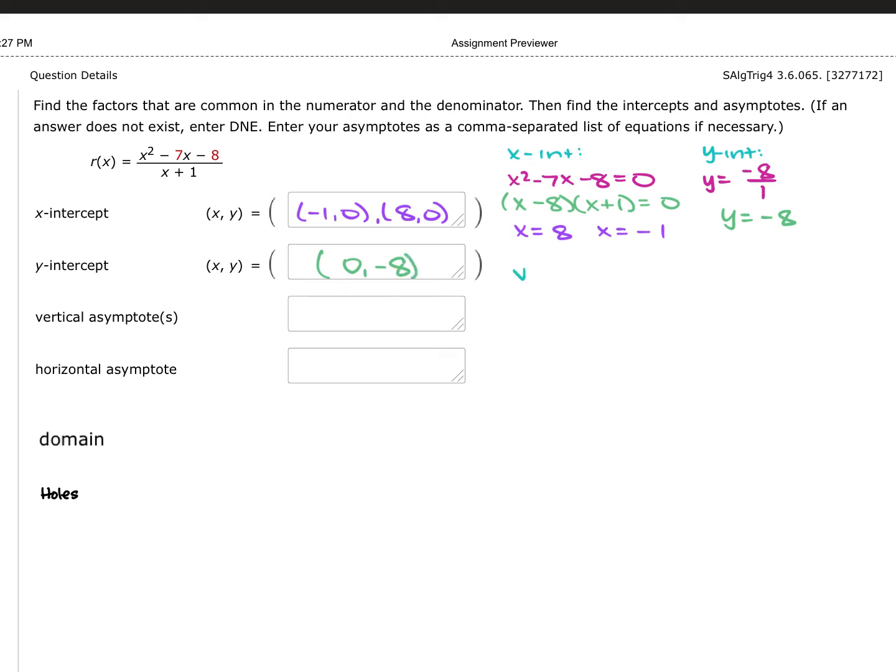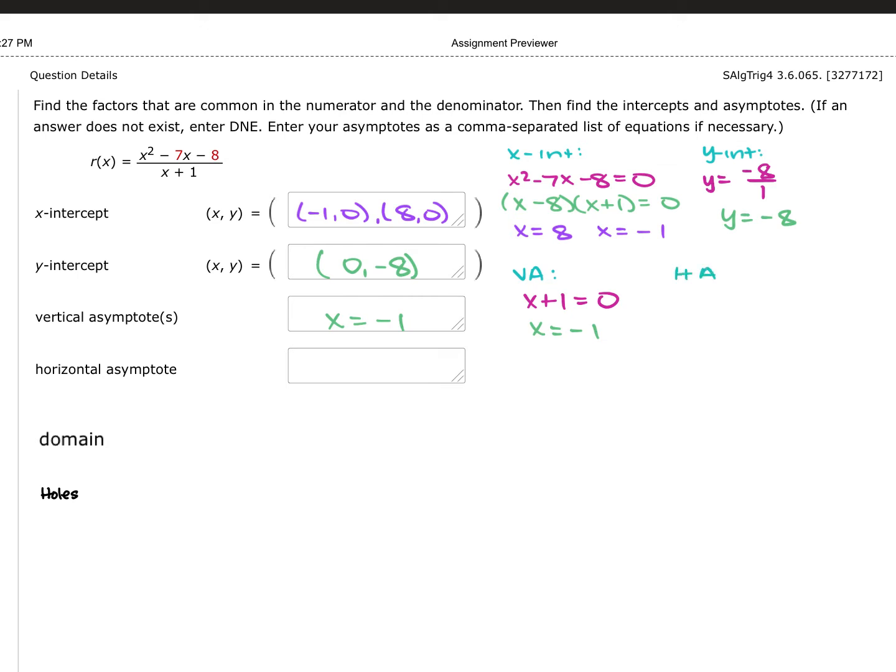Next, you're working with your vertical asymptote. Take your denominator, the x plus 1, set it equal to 0, and solve. When you move that 1 over, you subtract it from each side, so you get that x is equal to -1. So your vertical asymptote is just x is equal to -1.